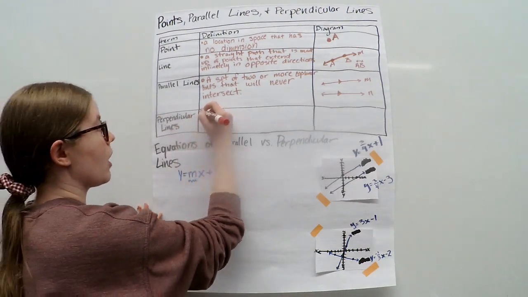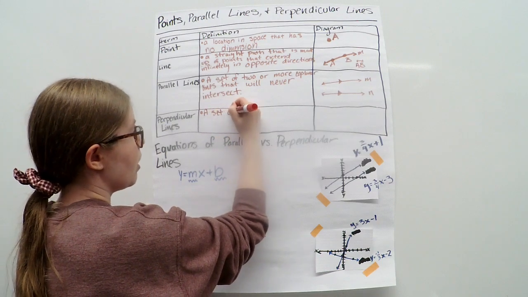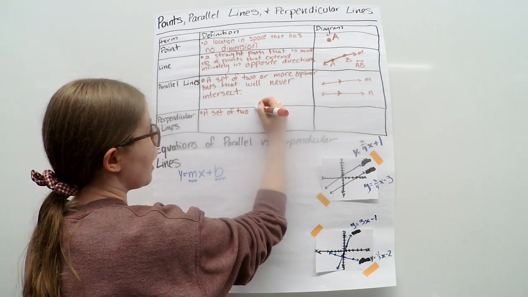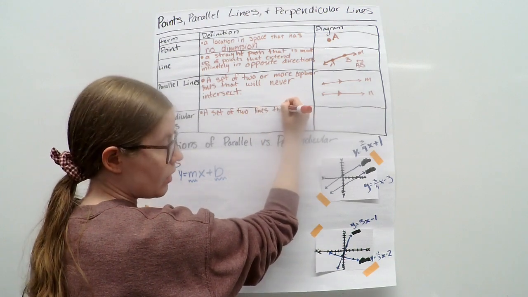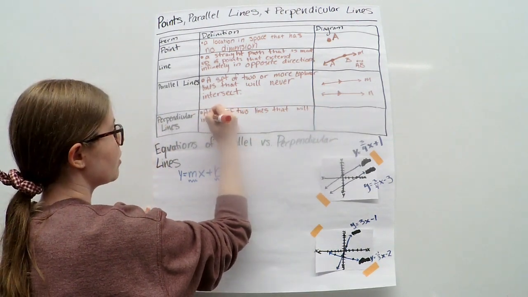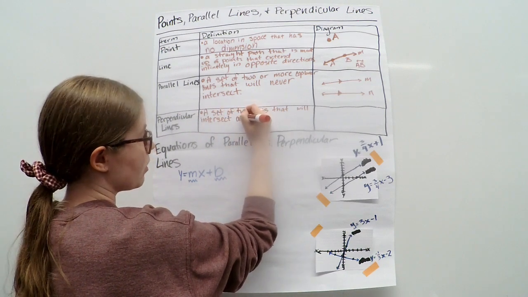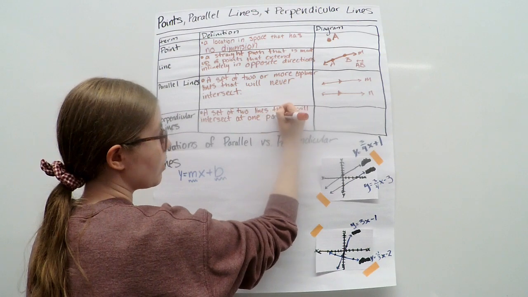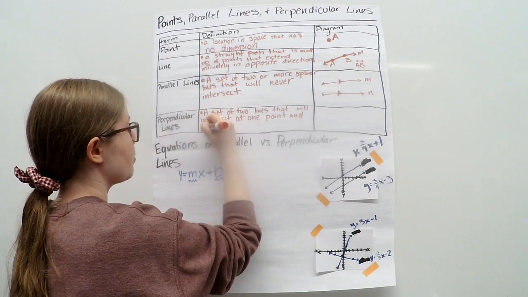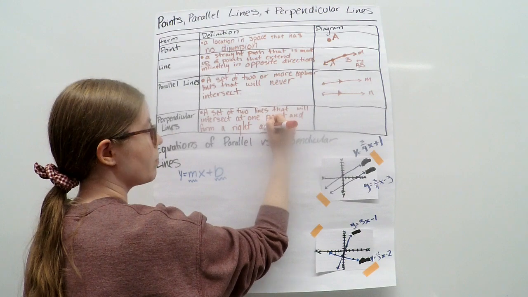Next, we have our perpendicular lines, and these are a set of two lines that will intersect at one point and form a right angle.